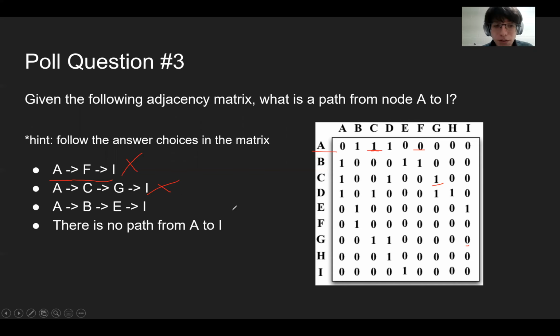A to B to E to I. Does that work? Well, we start at A, we check B. Okay. Now B, we're going to check for E. And so far, so good. Now we check, is there an edge between E and I? And there is. So there is one between A and B, one between B and E, and one from E to I. So this is a path from A to I. That's kind of how you go about it. You check one by one, right? So it's the third one.